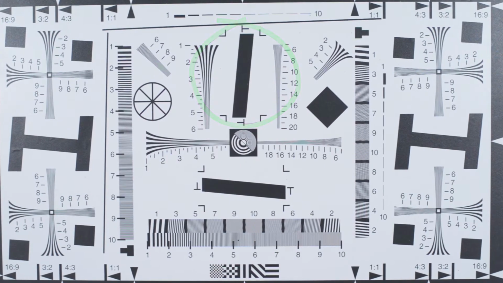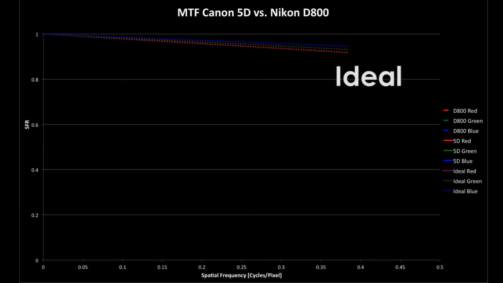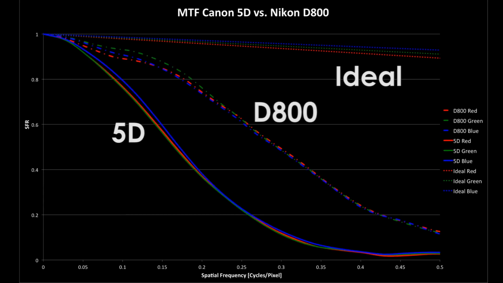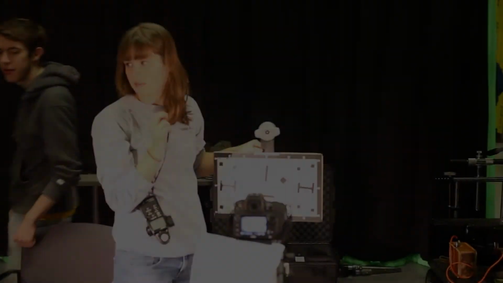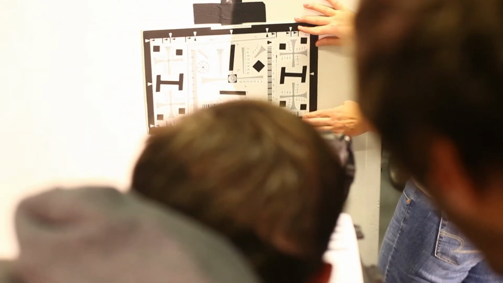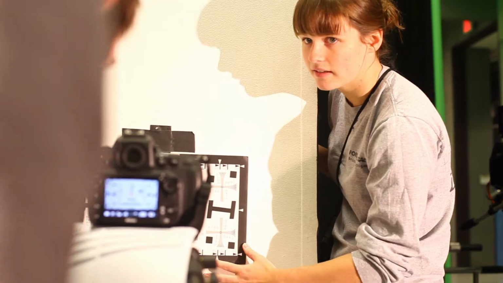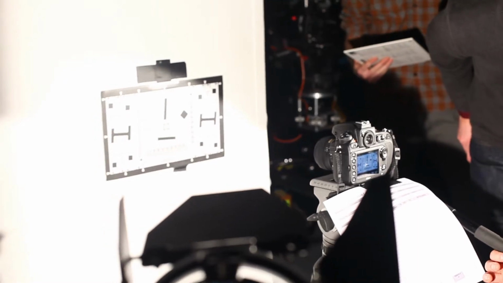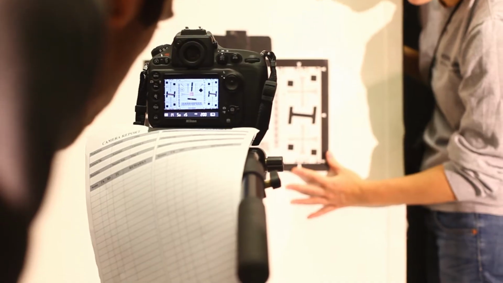In scientific definition, the MTF is the modulation out over modulation in, where modulation is the black to white difference. Using the slanted edge on the chart shown here, the MTF can be graphed. Here is the plot of an ideal lensed system. Here is the 5D, and here is the D800. It is good to note that the MTF is highly dependent on the lens, so the difference in the camera MTF may be due simply to a difference in lens quality. Based on the previous results, the D800 is the clear winner of Round 2, the MTF Challenge.